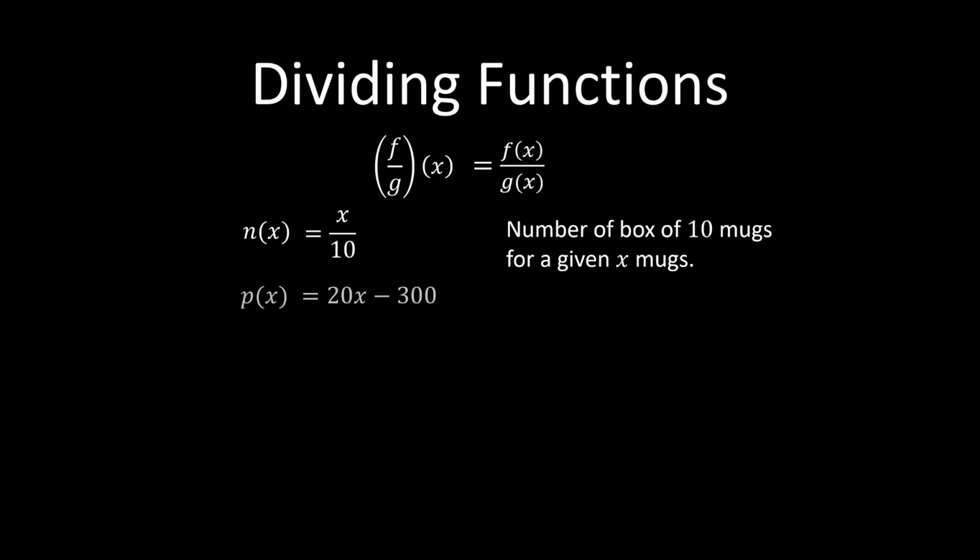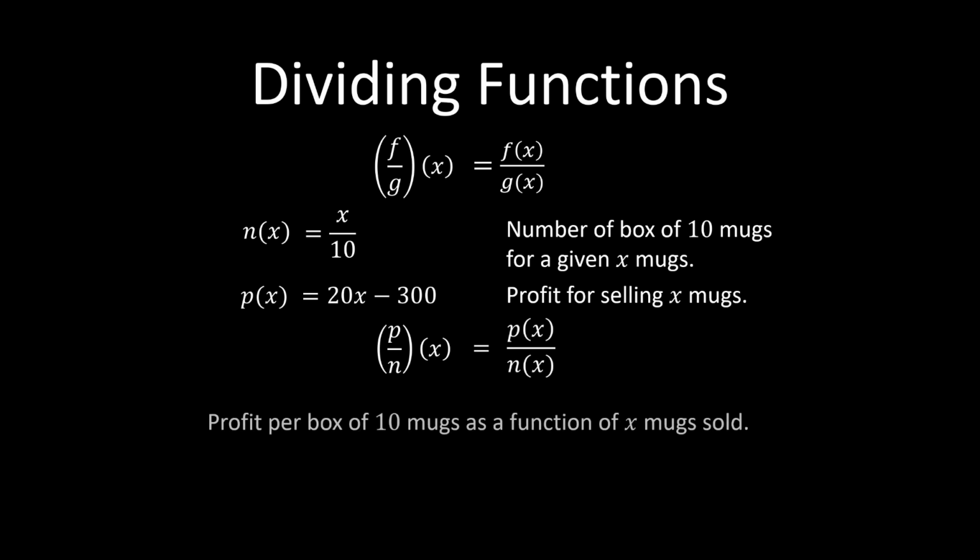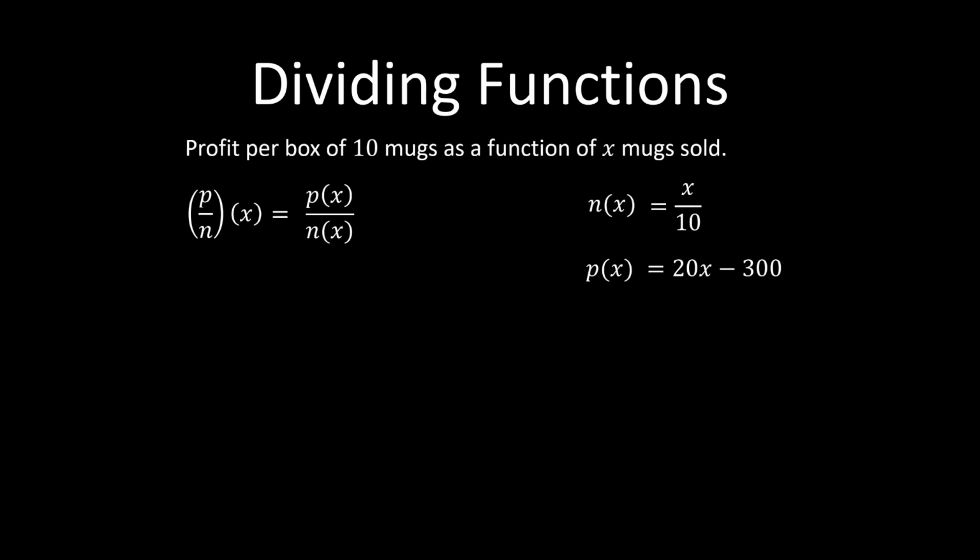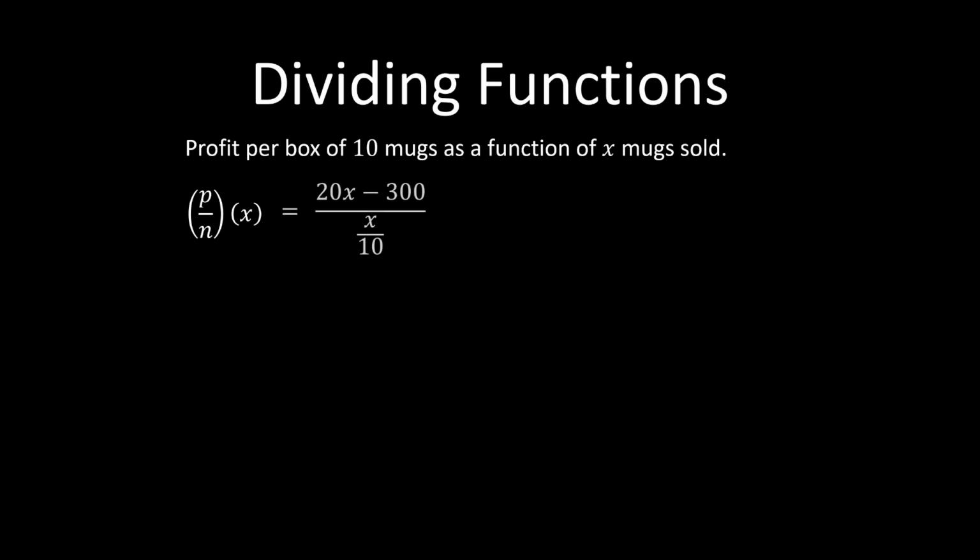Using the profit function we obtained earlier, the quotient, p of x over n of x, is the profit per box as a function of the number of mugs sold. We substitute and simplify to obtain the expression of the profit per box.